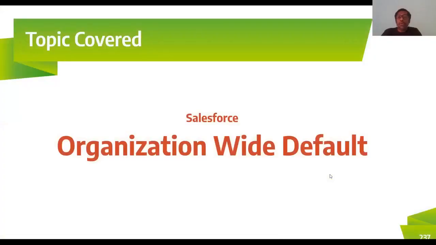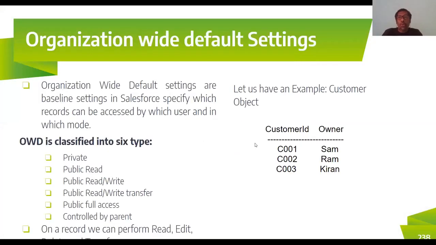In this session, we are going to discuss organization-wide default. First we should know what organization-wide default is all about. It is about when the record owner or a user is going to access a record: what kind of access it is, who is going to access this record, and in what mode they are going to access it. So it talks about all these things, and that is what we call organization-wide default.